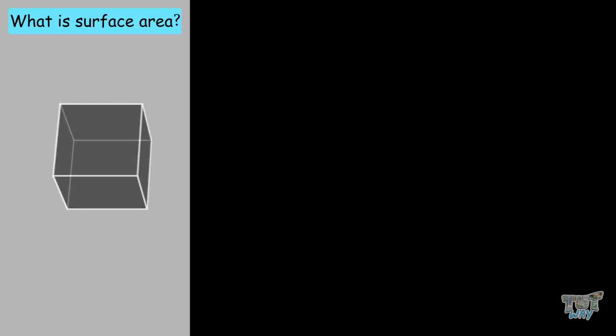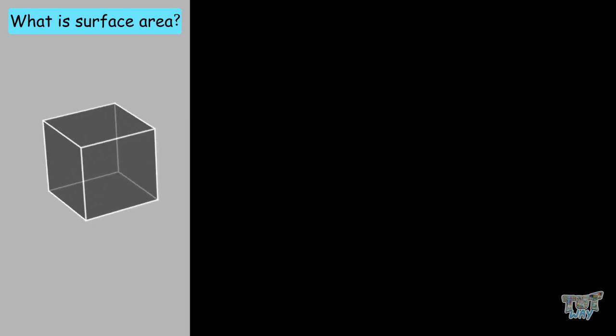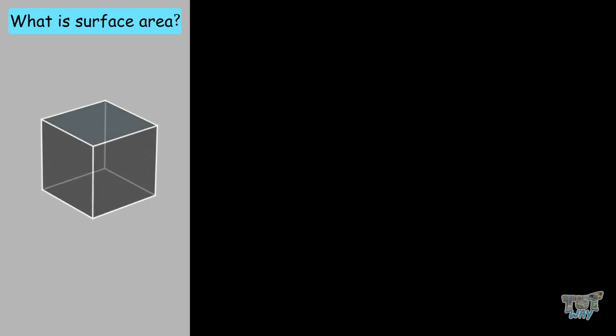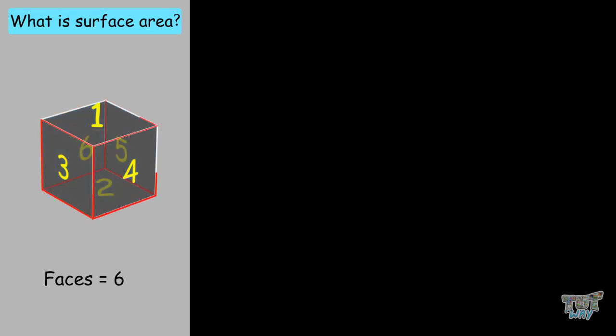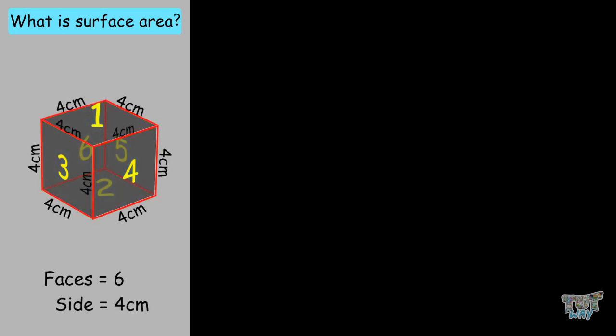This is a cube. It has 6 surfaces, a top surface, bottom surface, and side surfaces. And every edge has a length of 4 centimeters, as it is a cube, and only made up of square faces. So how many faces does it have? It has 6 square faces, each having a side of 4 centimeters.